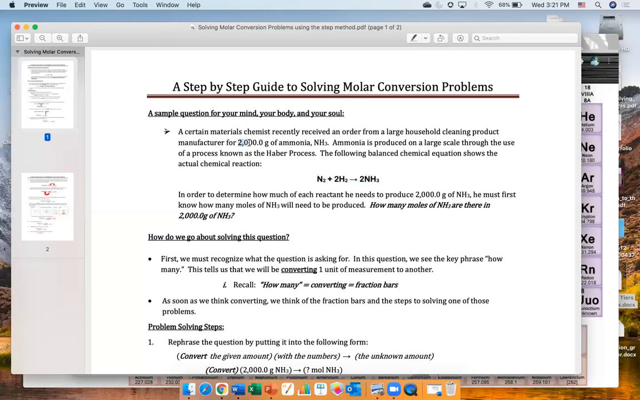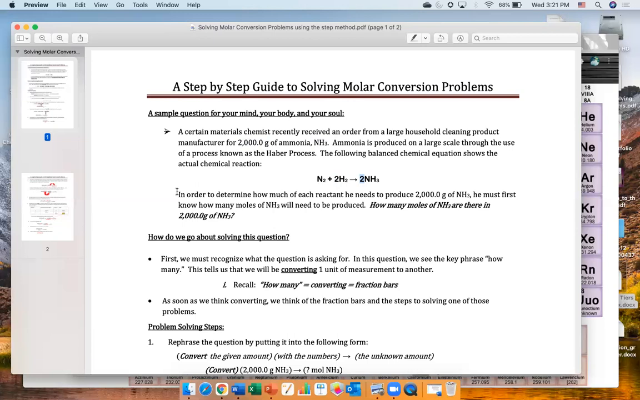This chemist knows that they need to produce 2,000 grams of ammonia. But their recipe is not measured in grams. Their recipe is written out using the quantity mole. So they have to get to the point where they square this circle. They have to equate the 2 measurements.